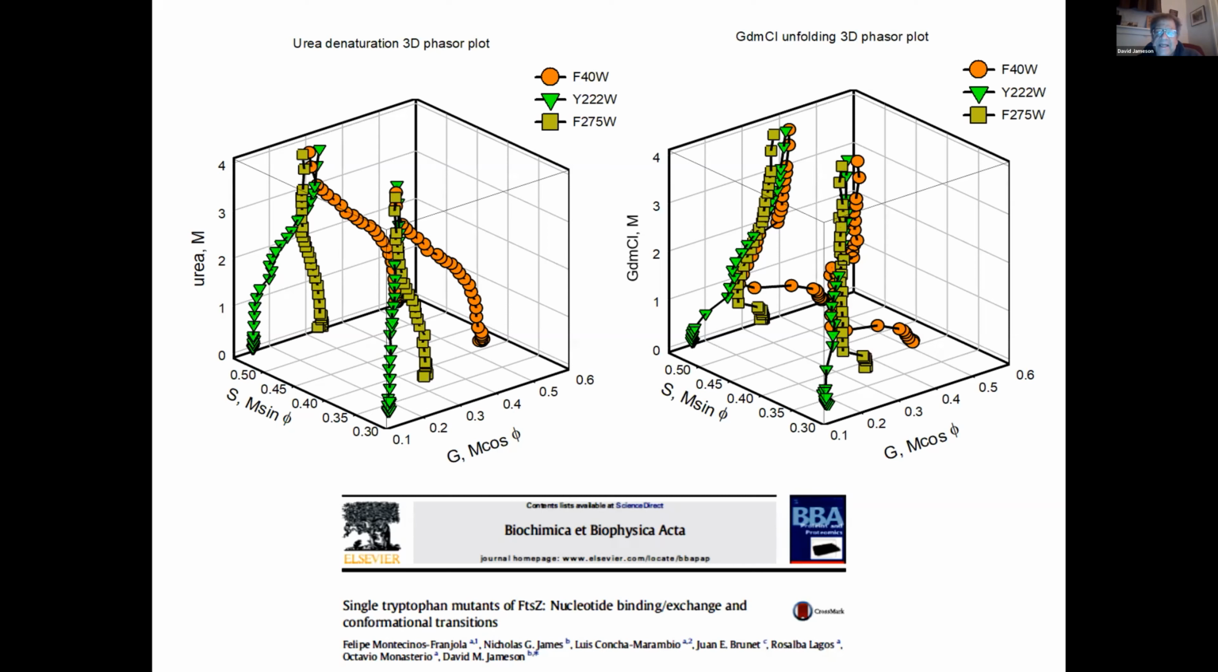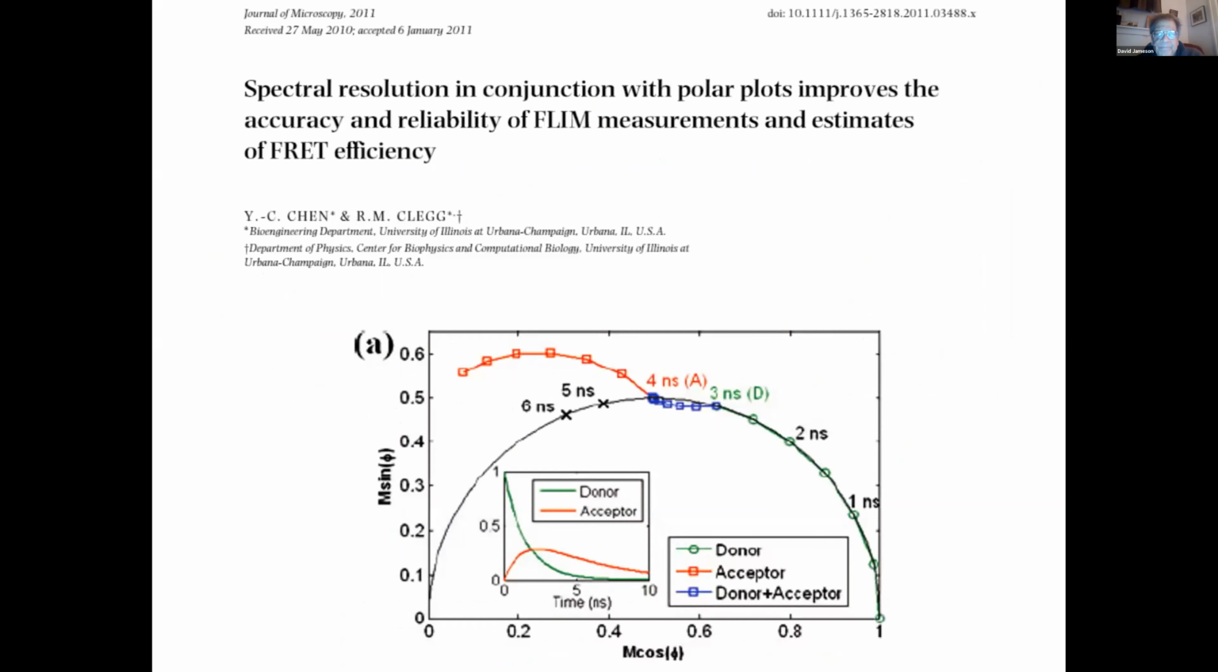Again, here we're not interested in the lifetime value per se, but we want to see the process that's taking place. Now, here's a nice plot from one of Bob Clegg's papers, which is relevant to us, where he shows what happens with FRET. We have a donor at 3 nanoseconds, and as we quench it by FRET to an acceptor, the donor lifetime goes down and down. But actually, if we were to look at the acceptor getting excited by the donor, it goes outside the universal circle, which is an important point. Processes that happen during the excited state create an additional phase delay that takes you outside of the circle.